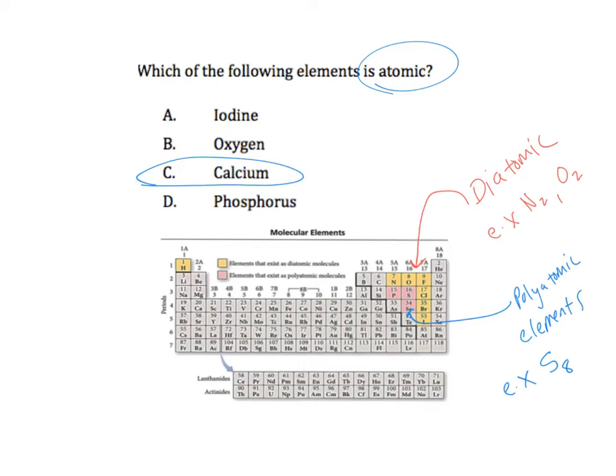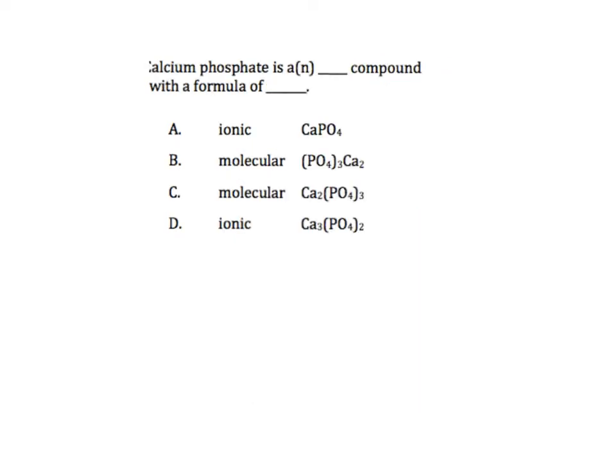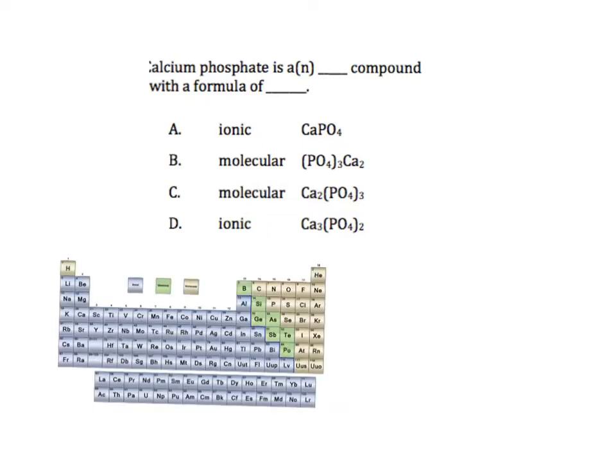Answer is calcium. Calcium phosphate. What type of compound and what's the formula? Calcium is here, it's a metal. Phosphate has P and has O, which is non-metal. Ionic compounds have metal and non-metal.